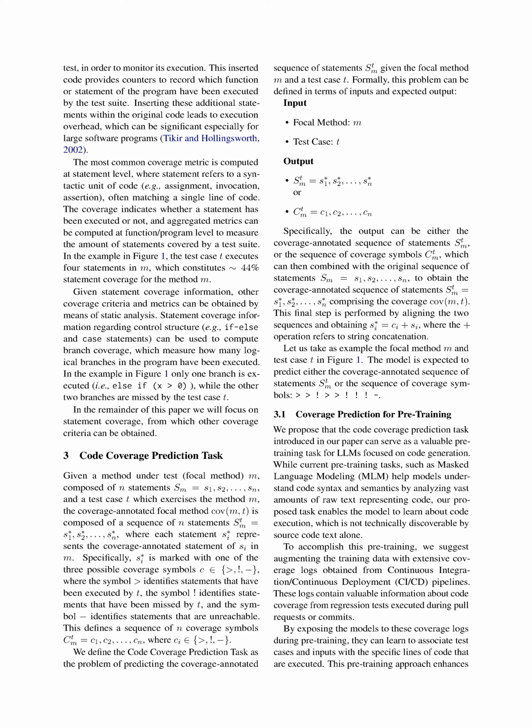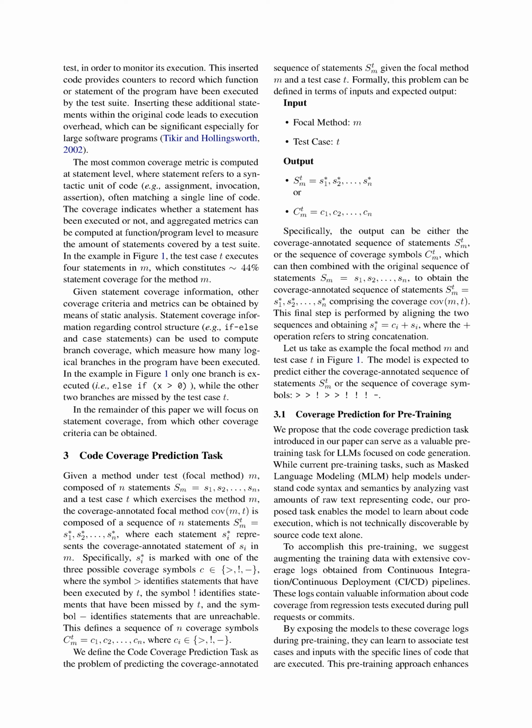We can express this problem in terms of inputs and outputs. Inputs: focal method, m, and test case, t. Outputs: the sequence of coverage annotated statements, or the sequence of coverage symbols. The output can be either the sequence of coverage annotated statements or the sequence of coverage symbols. If we have the sequence of coverage symbols, we can combine it with the original sequence of statements to get the coverage annotated sequence of statements. This is done by aligning the two sequences and concatenating each coverage symbol with its corresponding statement.